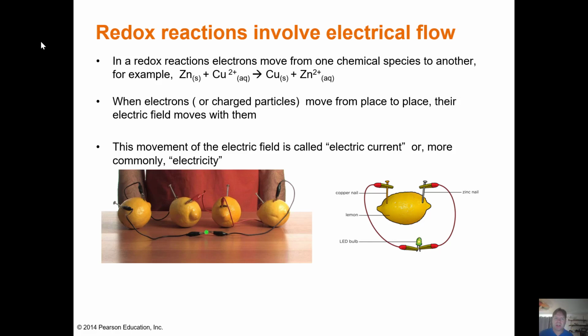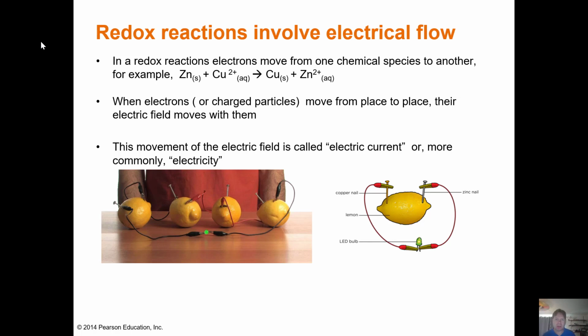Okay, so I want to go ahead and talk a little bit about redox reactions and how they are useful. Some of you might be aware of these batteries where you plug things into a piece of fruit or a potato, and when you connect them, the light turns on. These things are real. This does really happen.